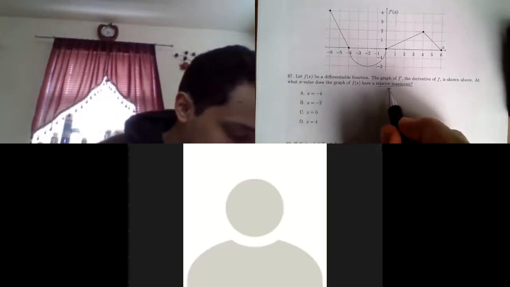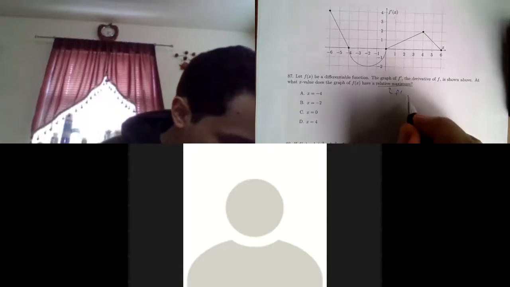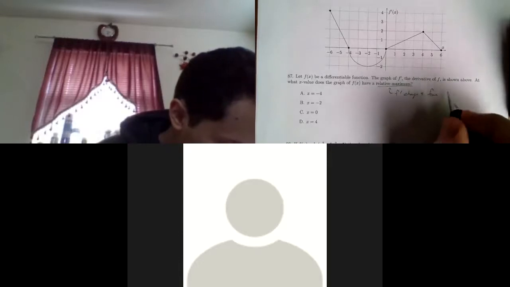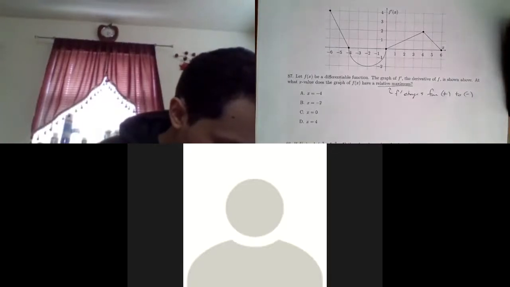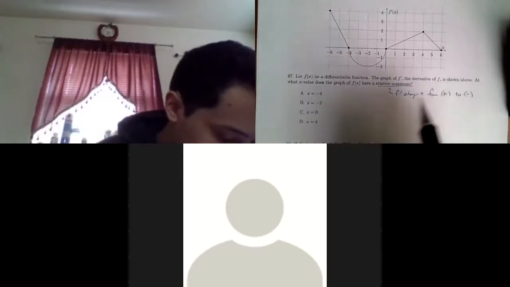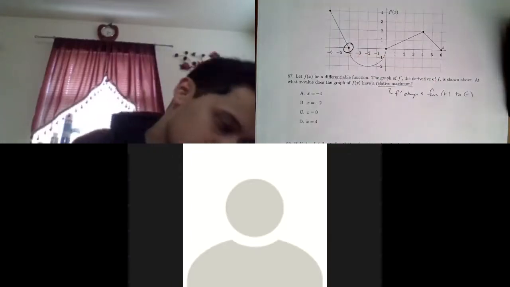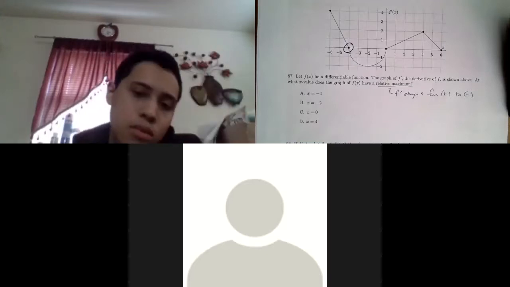Okay, well, relative maximum means that f prime changes from positive to negative. So we're looking for points on the graph where f prime changes from positive to negative. Now, f prime is the graph, and so we're simply looking for the points on the graph where the y value of f prime changes from positive to negative. All right, that occurs there, above the x-axis, then below, and nowhere else.